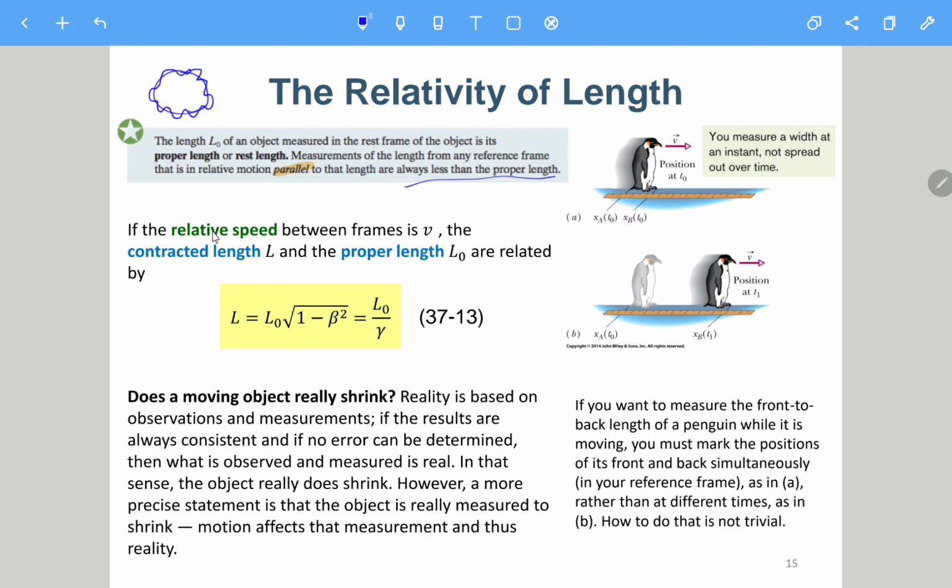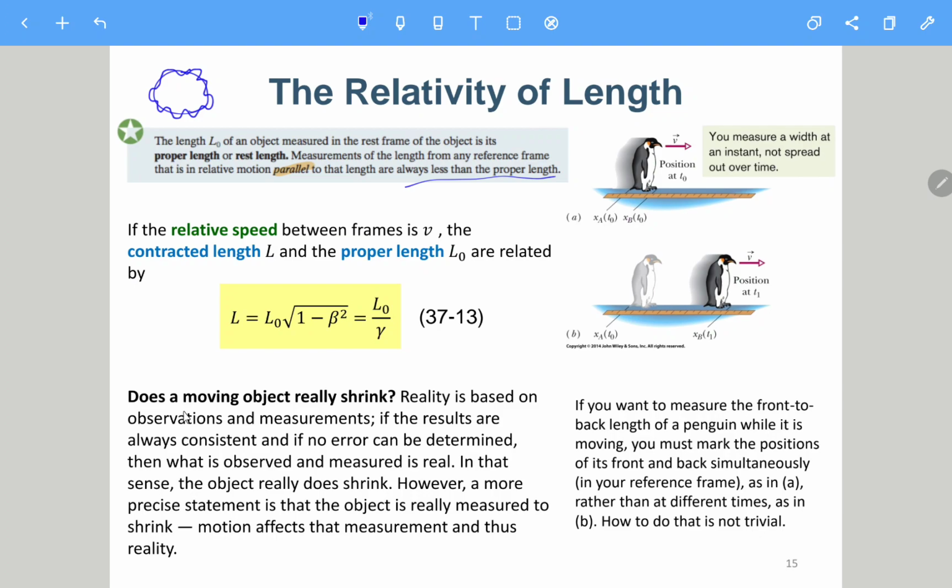So if the relative speed between the frames is v, the contracted length L and the proper length L0 are related by L equals L0 multiplied by this factor, the square root of 1 minus beta squared. Beta is v over c, if you still remember. So this is actually 1 over gamma. Gamma is 1 over the square root of this term. As I mentioned yesterday, gamma is always larger than or equal to 1, so L is always smaller than or equal to L0, the proper length.